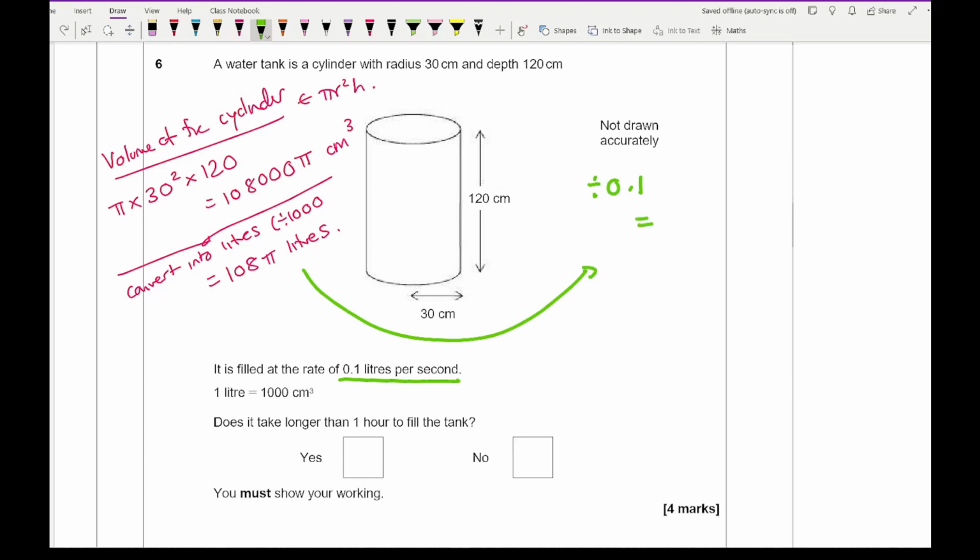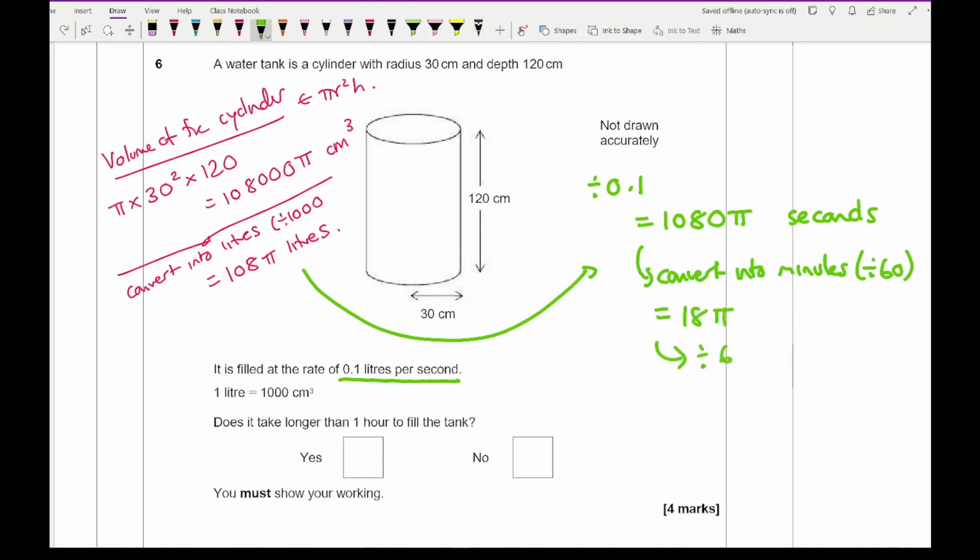I get an answer of 1080 pi. Now that's how many seconds it's going to take. So then to convert that into minutes, I need to divide by 60, which gives me 18 pi. And then if I divide that by 60 again to convert it into hours.